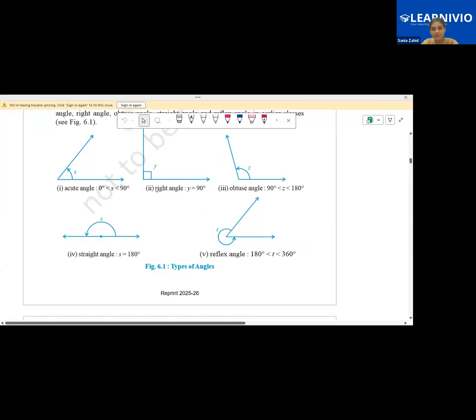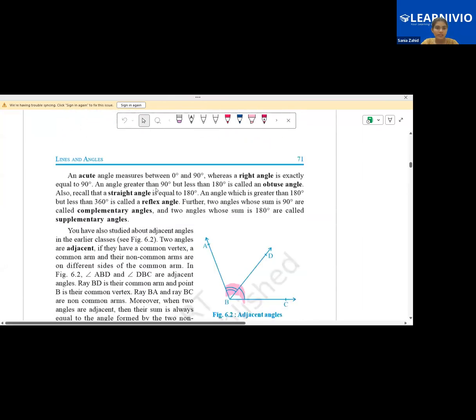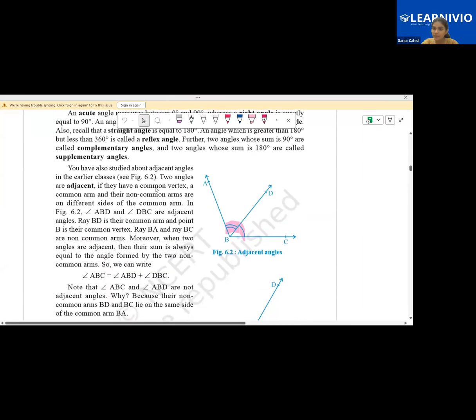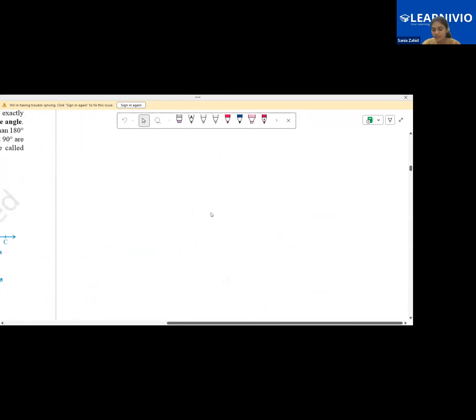360. And what is a complete angle? A complete angle is 360 degrees. Right, children? Then we studied complementary and supplementary angles. Complementary angles are the ones whose sum is equal to 90 degrees, while for supplementary angles the sum is equal to 180 degrees. Now, children often get confused about which was complementary and which was supplementary in their exams.